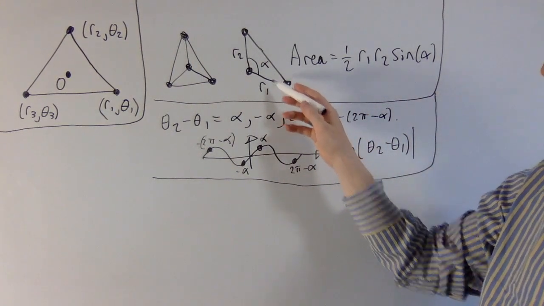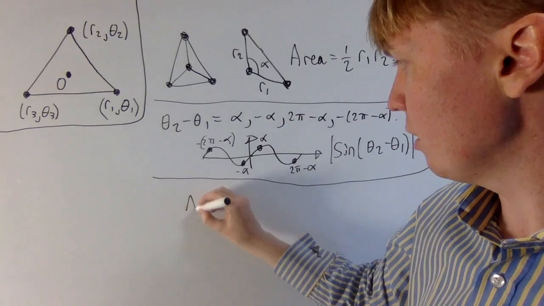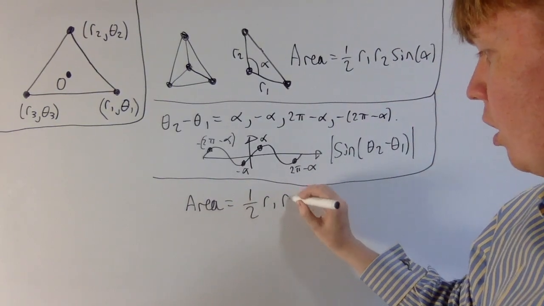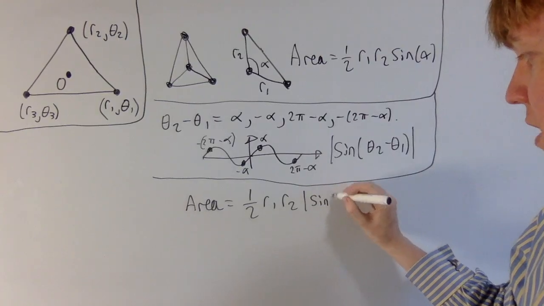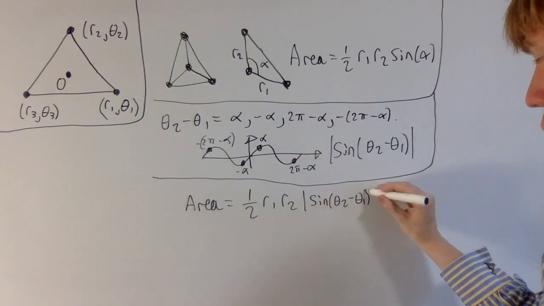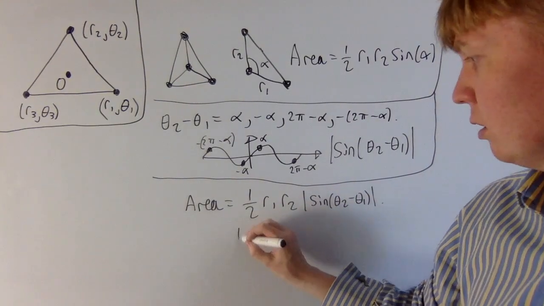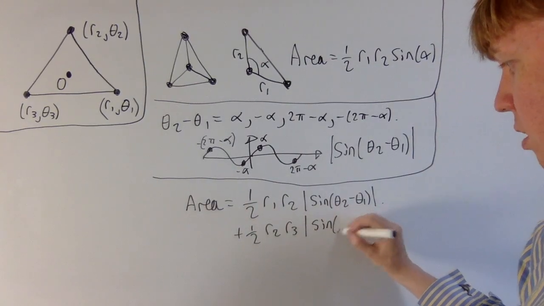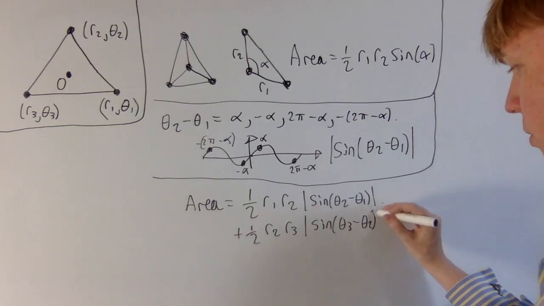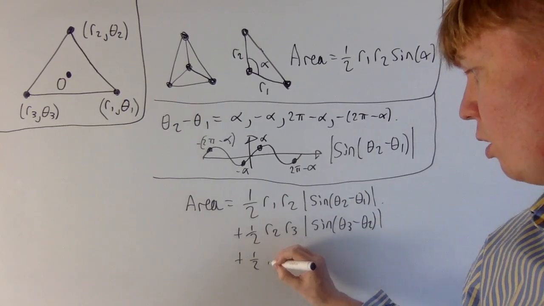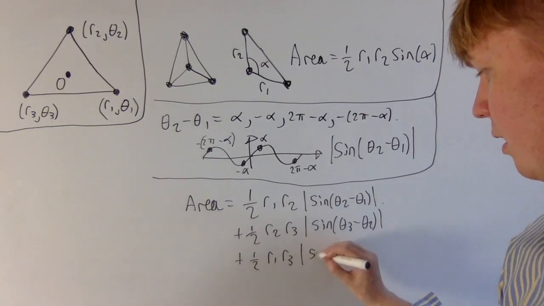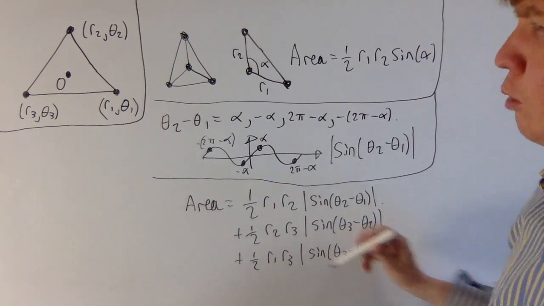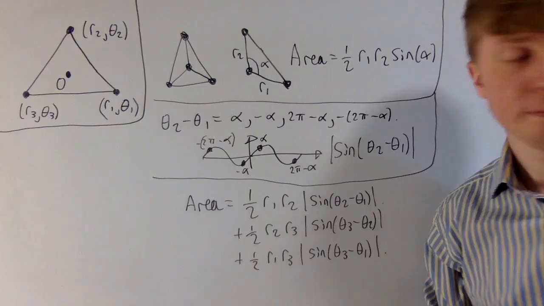Okay, so what can we conclude then? Well, we can conclude the area of this small triangle here, and the total area then is the sum of these three small triangles. So we've got half r1, r2, then the absolute value of sine of θ2 minus θ1 for the area of our first triangle. Then we just need to add in the remaining two triangles' areas using the same sort of argument as before. And we get a nice expression for the area of our triangle, at least in this scenario where the origin is contained within our triangle.